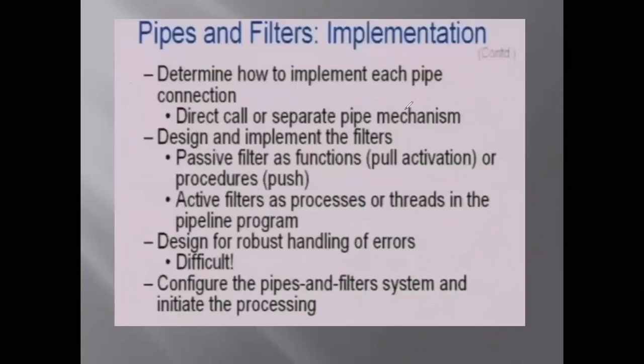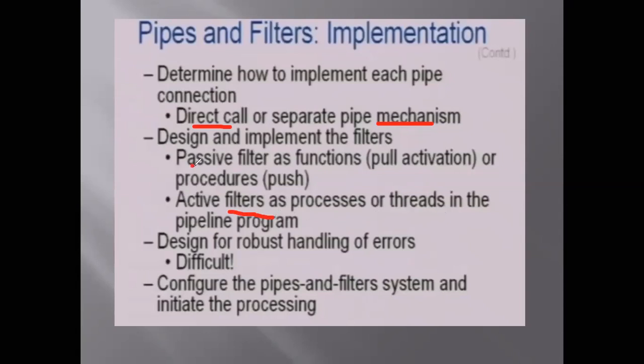Then we have to determine how to implement each pipe connection. We can either use a direct call or a separate pipe mechanism to implement the communication between the pipes and the filters. And we can design and implement the filters just as we discussed. It can be a passive filter or an active filter. As I said, the active filters will have their own threads of control. They will be in a continuous loop. So whenever the data comes, they will implement push and pull.